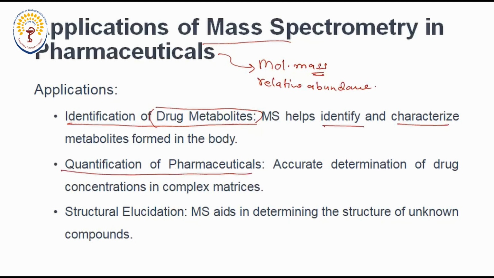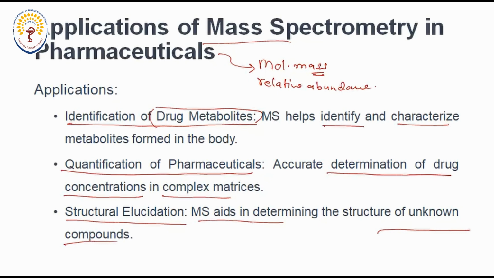Second is quantification of pharmaceuticals. It can also be used for the determination of drug concentration in a complex mixture, and this method can also be used for the structural elucidation of an unknown compound. You can easily know the molecular weight of the unknown compound.